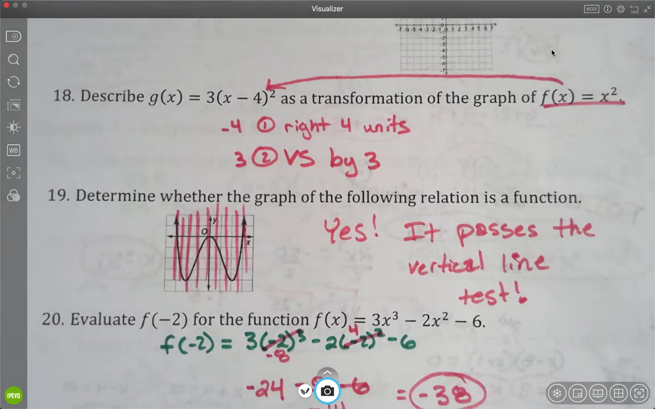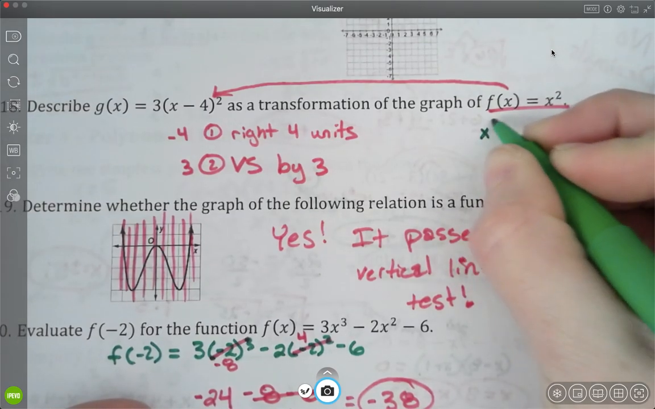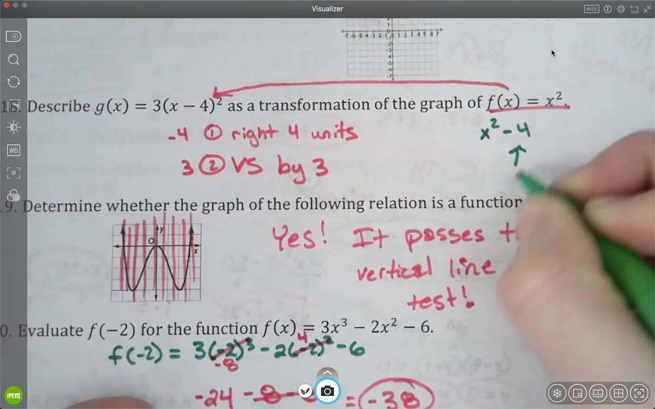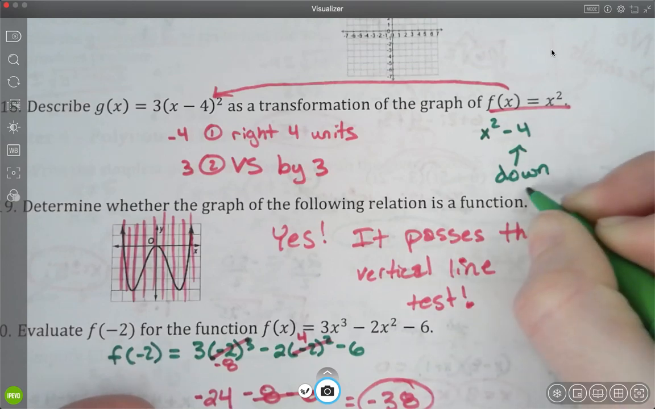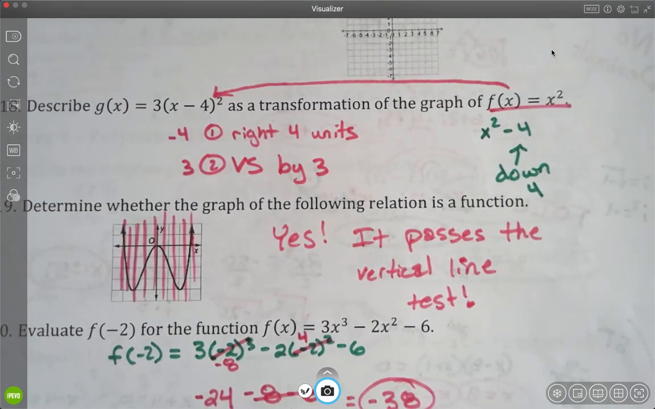But vertically stretching him by 3, that's what he will look like, yeah? I have a lot of people with the -4 think that means down 4. What would down 4 look like? -4 on the outside. So down 4 would be like x squared -4 there. That is down 4. Just as a reminder, that's what down 4 would look like.